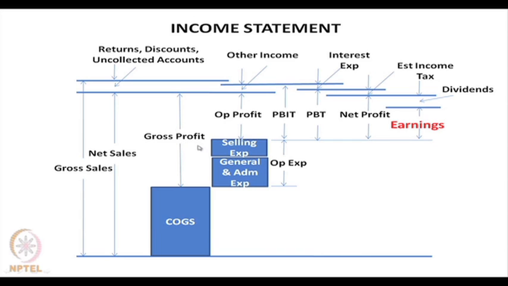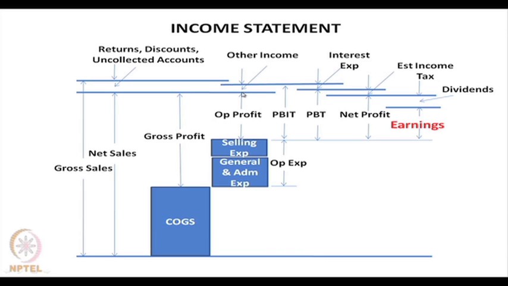Recall that gross profit is calculated by subtracting COGS from net sales. COGS has the material cost, labor cost and factory overhead expenses. The other expenses are written separately as general and administrative expenses and selling expenses. These two types of expenses added together are called operating expense. And if we subtract the operating expense from the gross profit, then we get operating profit.